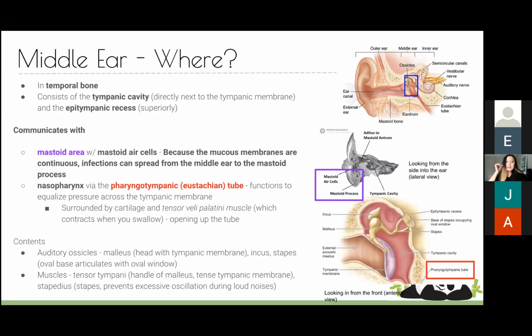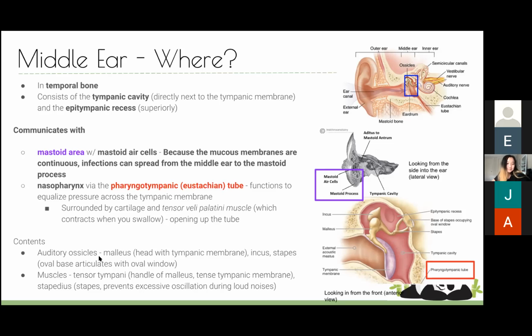It's also connected to your nasopharynx by the nasotympanic or eustachian tube here. That functions to equalize pressure across the tympanic membrane, and that's why people can hold their nose and blow through it, and that equalizes pressure. It's also surrounded by cartilage and the tensor veli palatini muscle, which usually elevates your soft palate, right? So it's contracting when you swallow, and that also opens up the tube. So next time you're on a plane and pressure changes, you can try swallowing. Your tensor veli palatini will open your pharyngotympanic tube and equalize the pressure in your middle ear, making you a bit more comfortable.